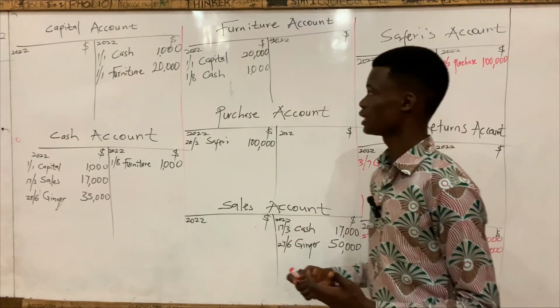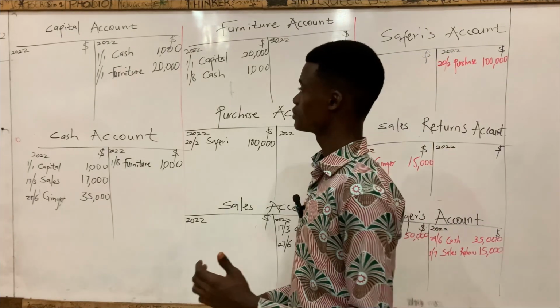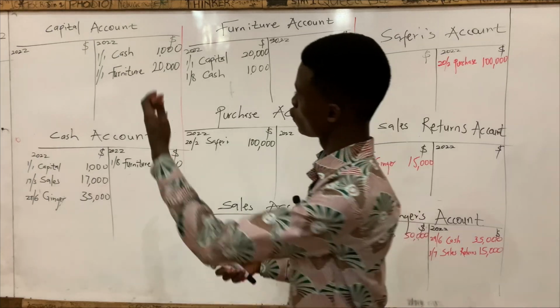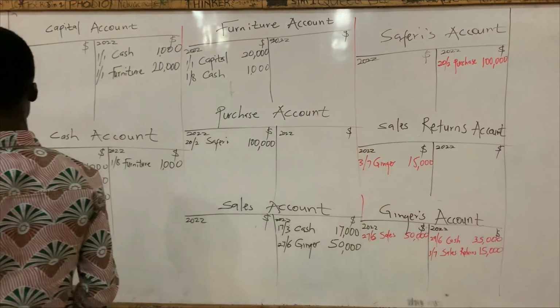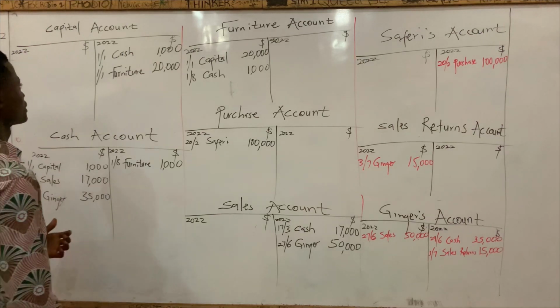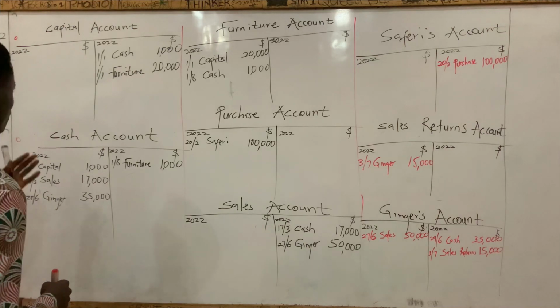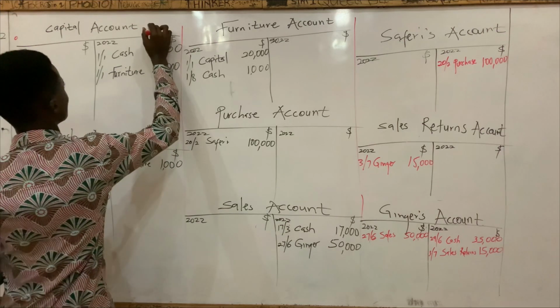So the first step in balancing off an account says that we are to ascertain the total debit entries of the account. So in balancing off our capital account, we are first to ascertain the total debit entries of our capital account, and the total debit entries is 0, since we do not have any entry recorded on the debit side of the capital account.